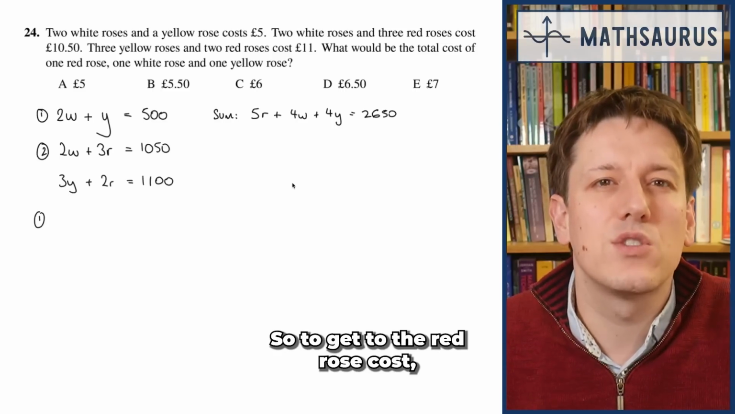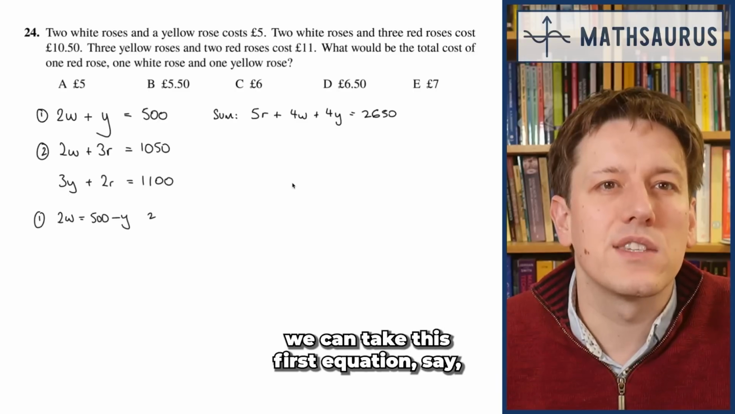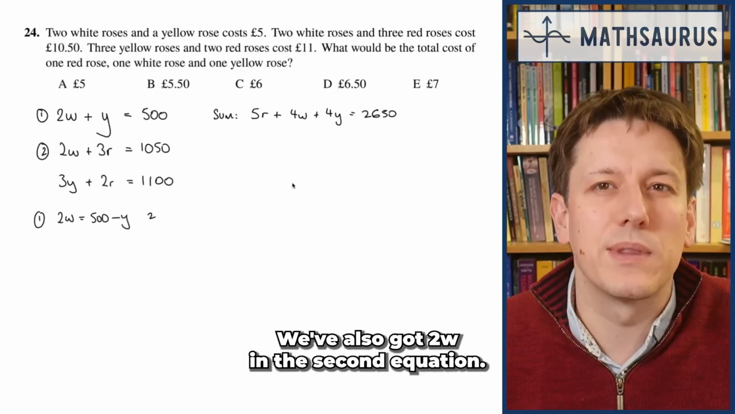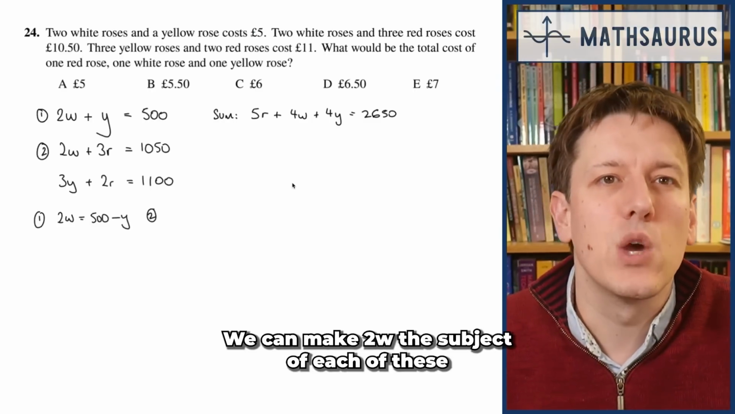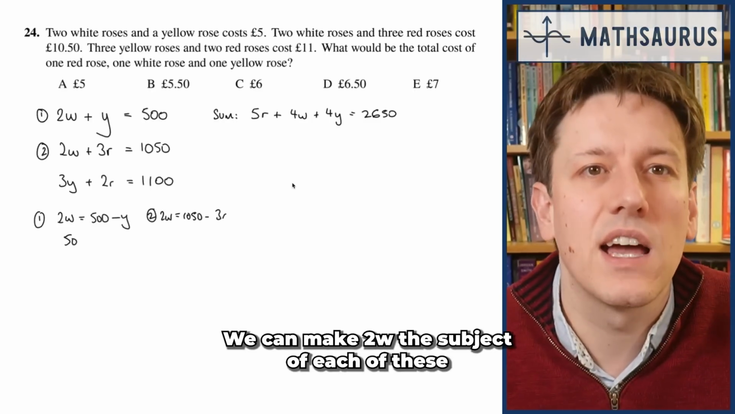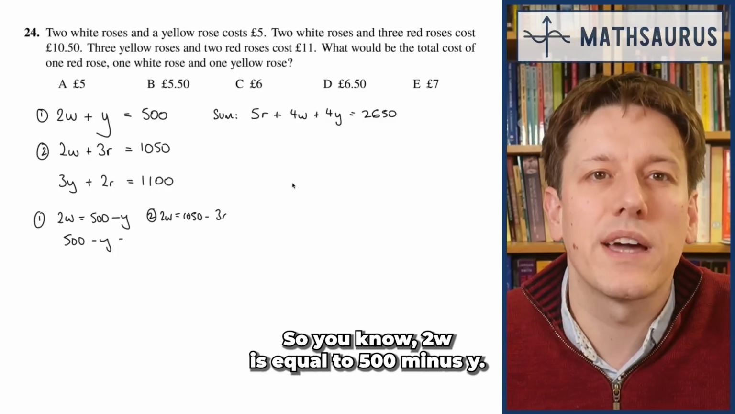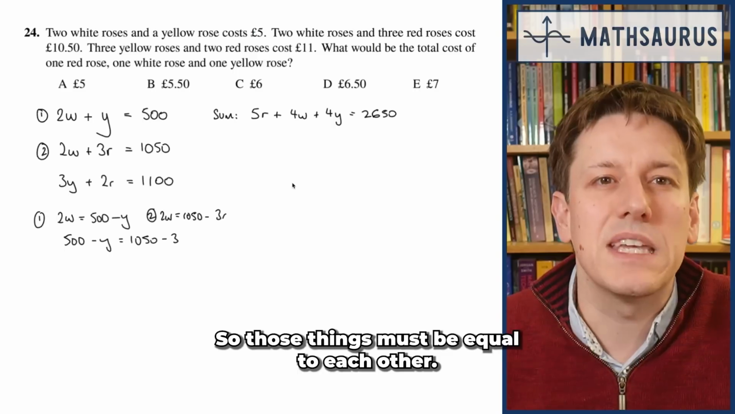So to get to the red rose cost, we can take this first equation, say, look, we've got a 2w in there, and we've also got a 2w in the second equation. There are lots of ways of doing this, by the way. I'm just picking one way through the algebra here. We can make 2w the subject of each of these to get rid of the w. So, 2w is equal to 500 minus y, and it's also equal to 1050 minus 3r. So those things must be equal to each other.